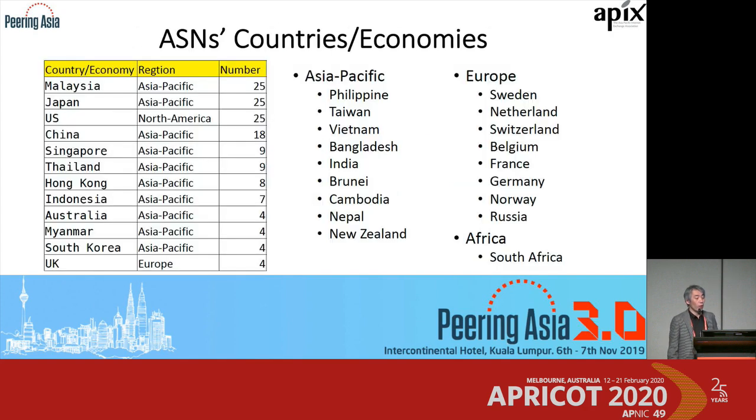And also our ASEAN countries and economies, mainly the local one, the Malaysian networks, are the top. Japan has the same number of networks. And from the US, China, Singapore, and Thailand, a lot of Asian networks joined. So I think it is worth coming and having a discussion or peering meeting in this region.